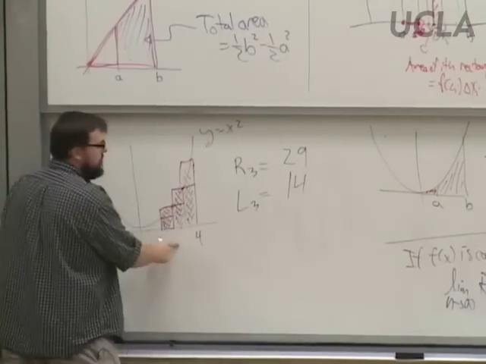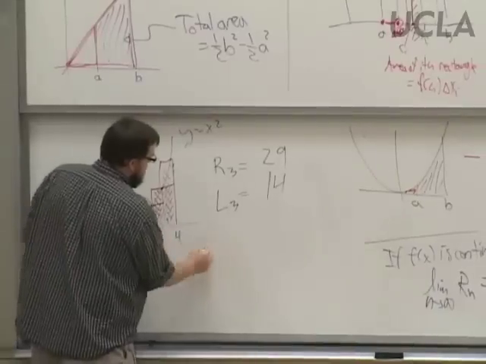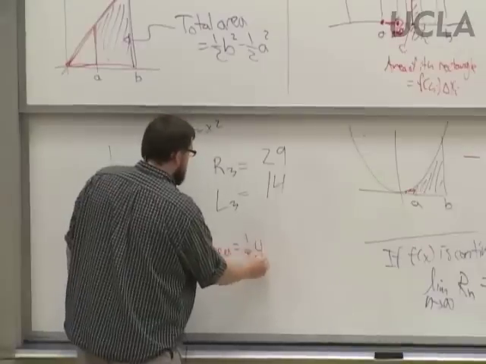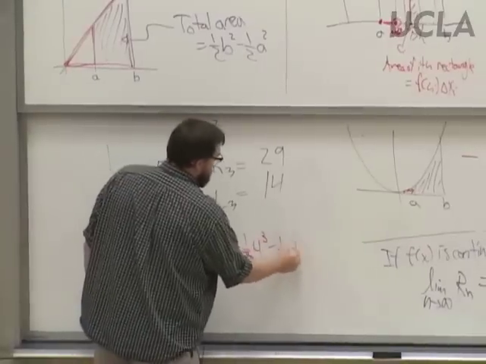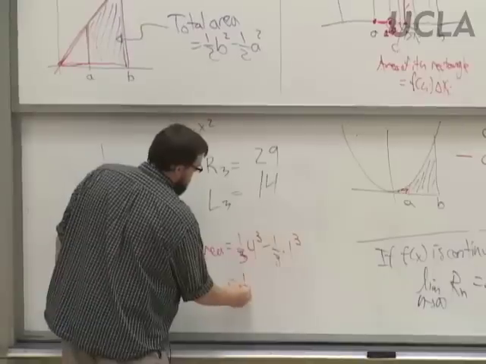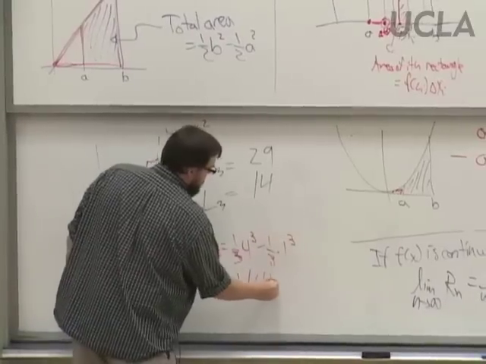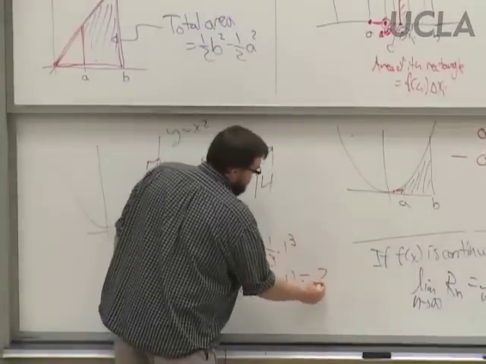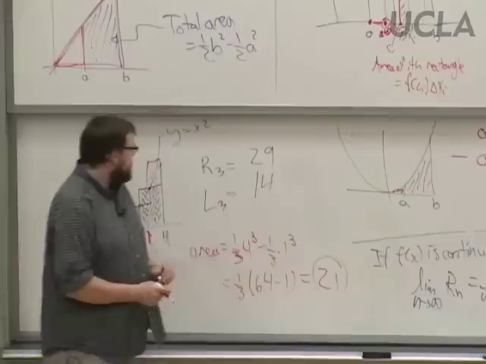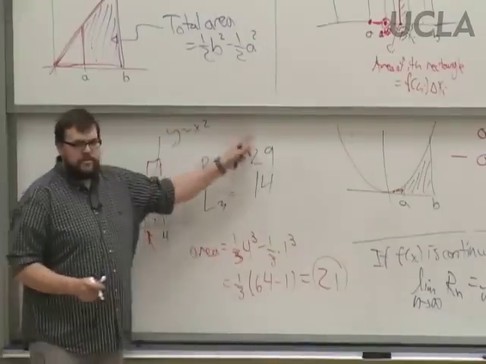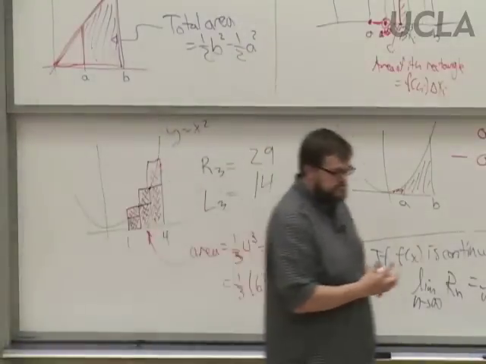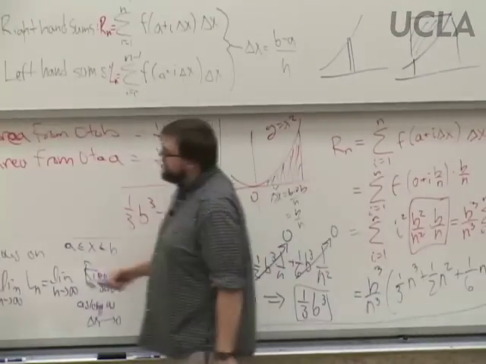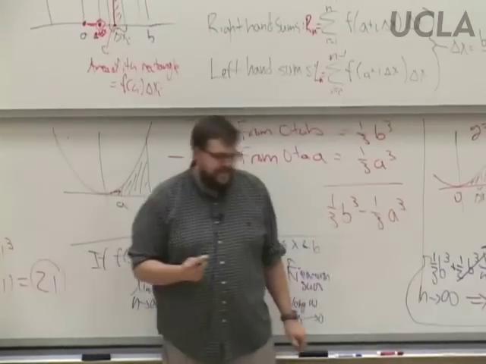So coming over here for this special case, this area is 1/3 times 4 cubed minus 1/3 times 1 cubed. Or if you like, factor out the 1/3. 4 cubed is 64. 1 cubed is 1. 64 minus 1 is 63. Divided by 3 is 21. So in fact, the area is 21, which, as we suspected, is somewhere between 14 and 29. All right. So that only took us a lecture and a half to find the area between 1 and 4 of y equals x squared.